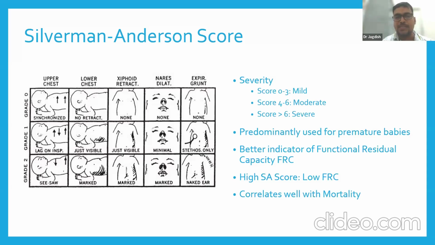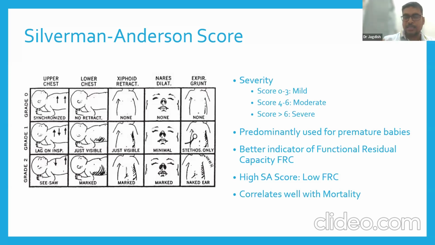Initially the score is 0, which means in the upper chest, if the abdomen and the chest wall are both moving synchronously, then we say it is a score of 0. But if the chest is going up and the abdomen is not moving synchronously, if there is a lag on inspiration, then we say it is a score of 1. And if there is a seesaw movement, then the score is 2. So synchronized is score of 0, lag on inspiration is score of 1, and seesaw movement is score of 2. This is the scoring for the upper chest.